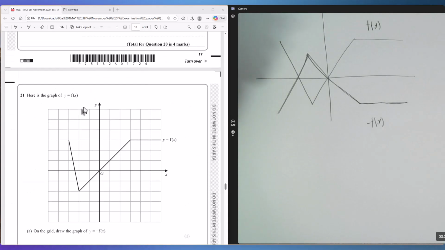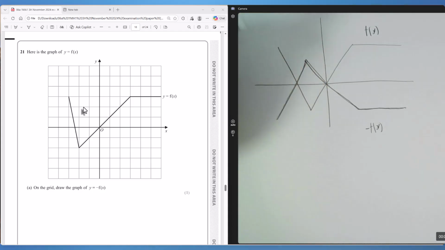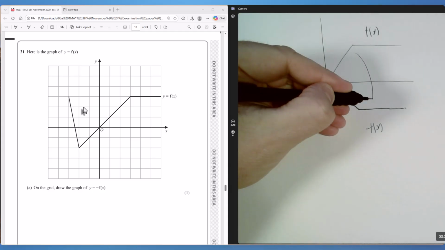Hello everyone, this question says, here is the graph of y equals f of x. On the grid, draw the graph of y equals minus f of x. Now, what minus f of x is, it's a reflection in the x-axis.